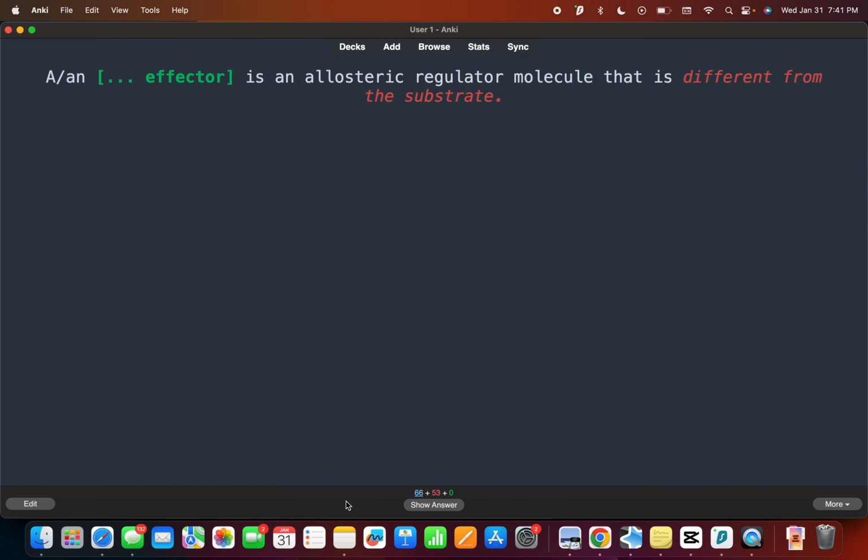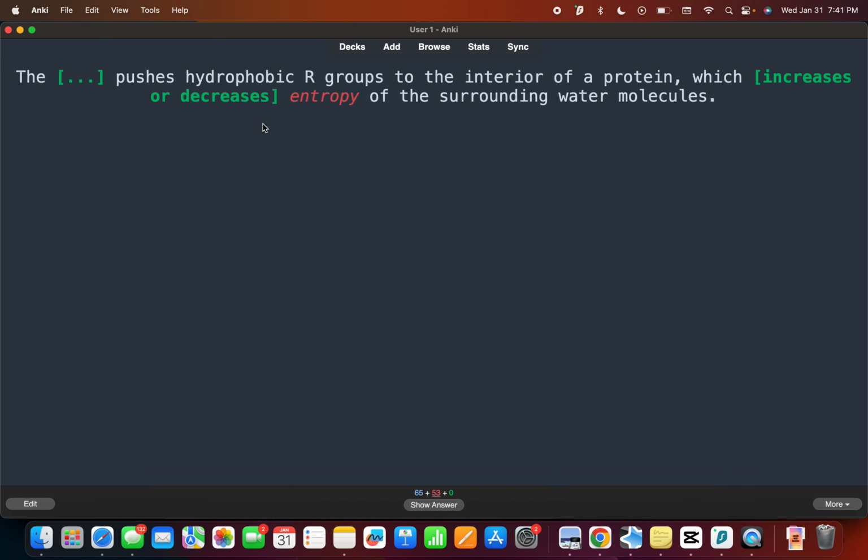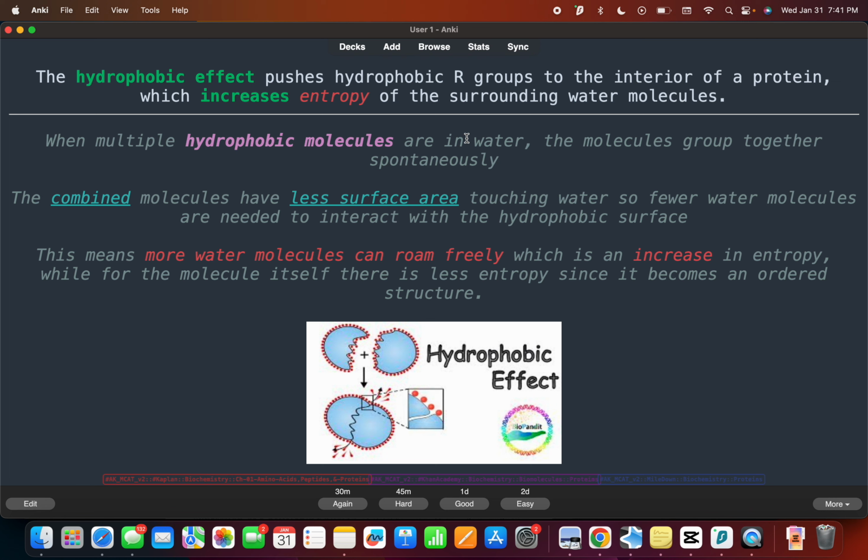Nice. A blood effector is an allosteric regulator molecule that is different from the substrate. That should be a heterotropic effector. What pushes hydrophobic R groups to the interior of a protein? It's the hydrophobic effect, which increases the entropy of the surrounding water molecules.